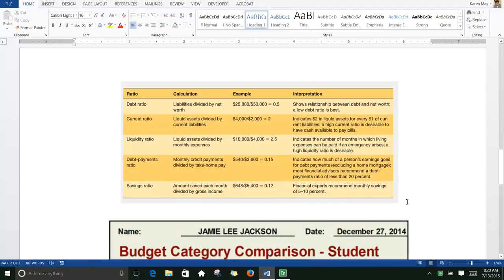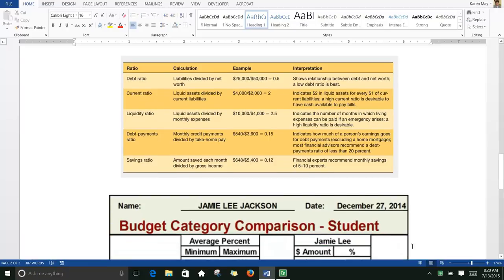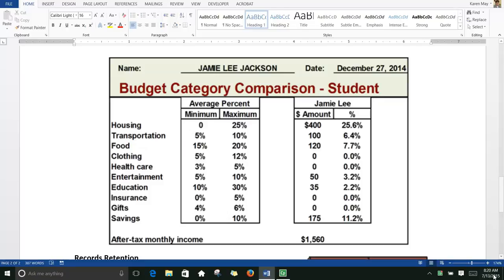This chart shows some basic ratio examples and how to calculate them. You'll want to refer to this chart as you do some of the assignments. It's important that you know what your debt ratio is, what your current ratio is, savings ratio. Those are probably the three most important. It's important to compare yourself with others that are in similar situations, or to compare yourself with the average in similar situations so that you can see how you are doing.